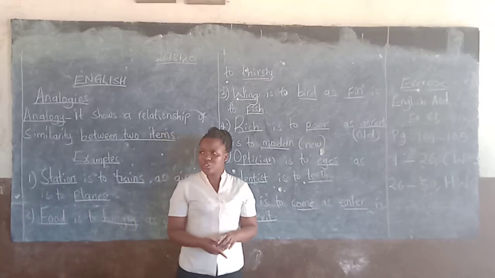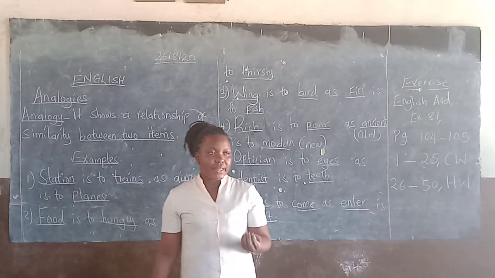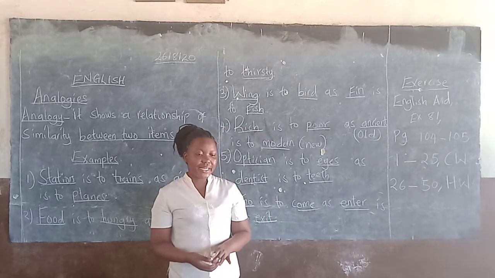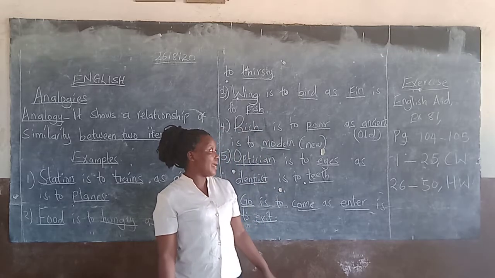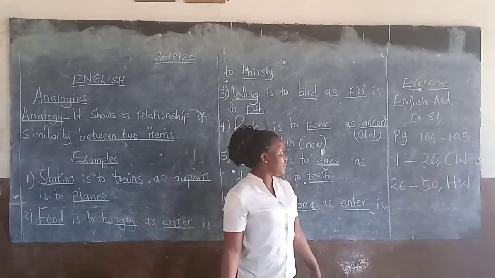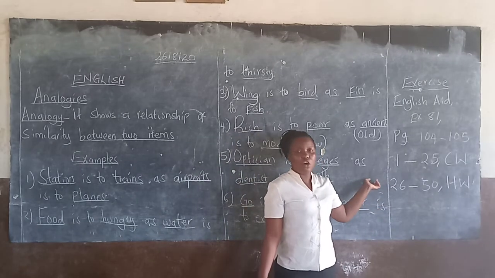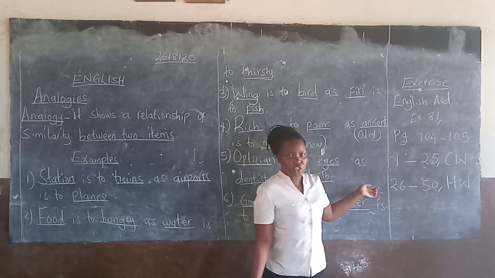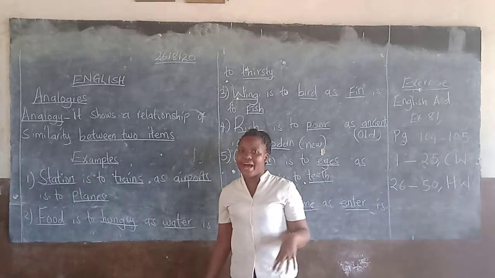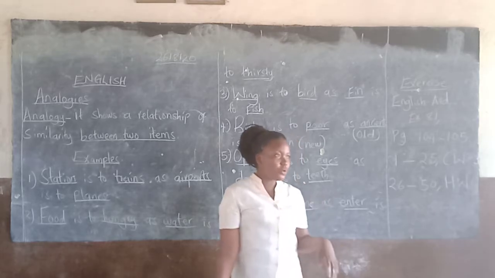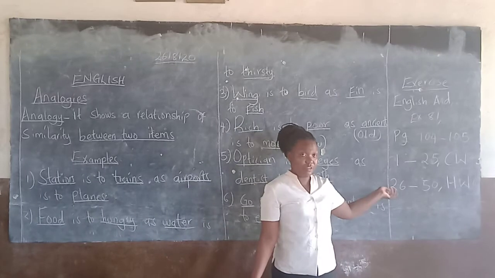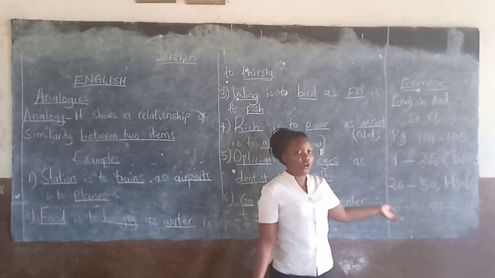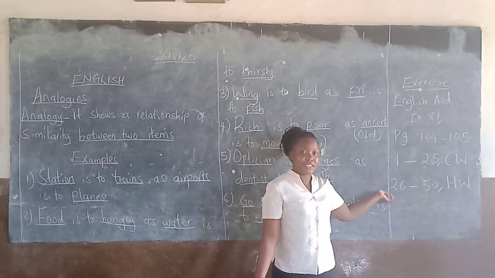So I want you to do the following exercise concerning analogies. Go to English 8, page 104 and 105. Exercise 81. Here you will have classwork and homework. Classwork will be from number 1 to 25. Then homework will be from question 26 to 50.